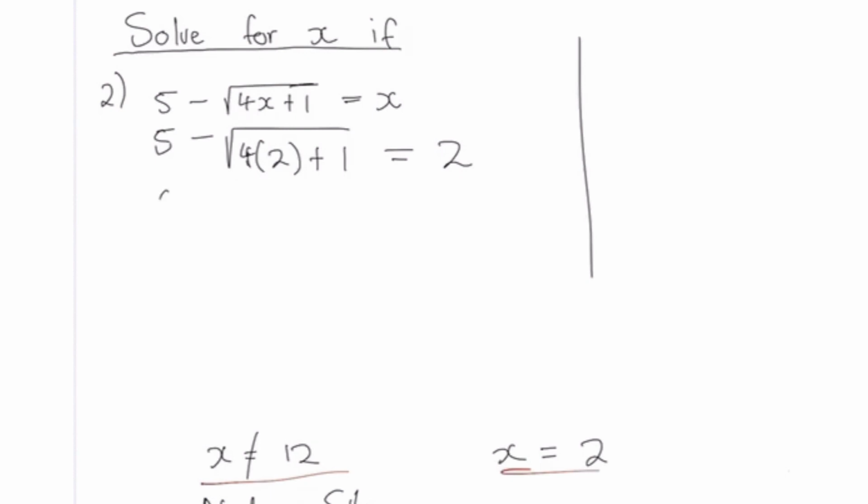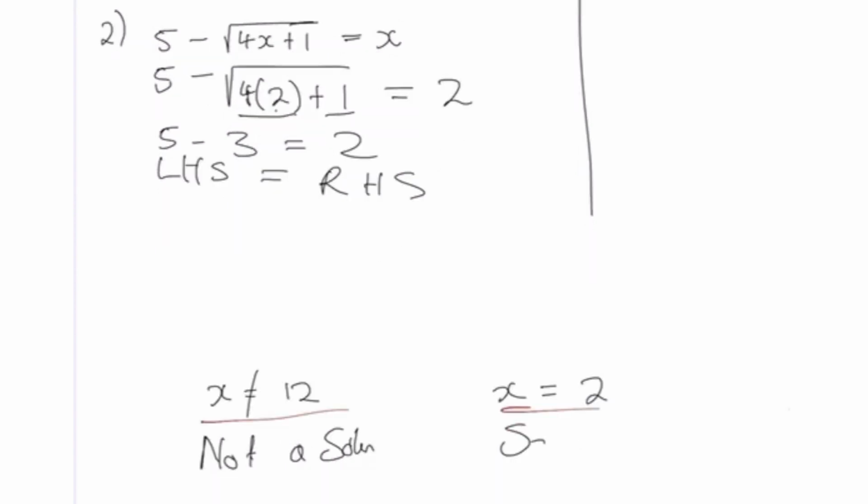Now here we get 5 minus the square root of 4 times 2, which is 8. 8 plus 1 is 9. The square root of 9 is 3. And 5 minus 3 is indeed equal to 2. And so if the left hand side is equal to the right hand side, this guy here is a solution. This x equals 2 is a solution. Okay? I hope it's clear.